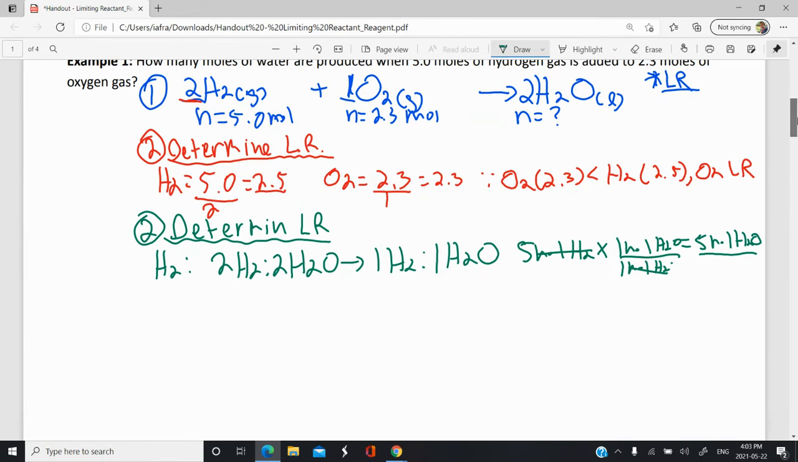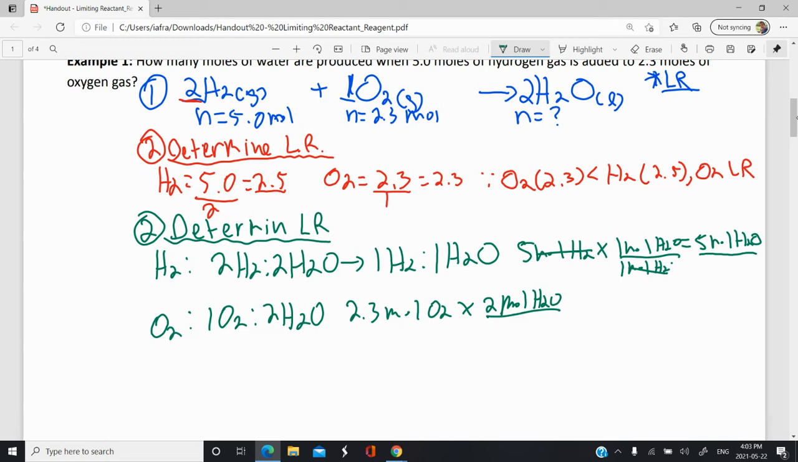Okay, let's take a look. What if we decide to use the oxygen to make a prediction? What would have happened? If we're using oxygen, oxygen is a 1 O2 for every 2 H2O ratio. And so we have 2.3 moles of O2, and we're going to multiply it by our ratio, which is 2 moles of H2O for every 1 mole of O2. Cancel O2 out, and we get 4.6 moles of H2O.